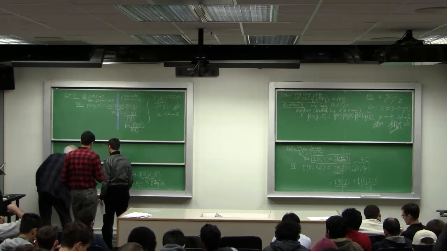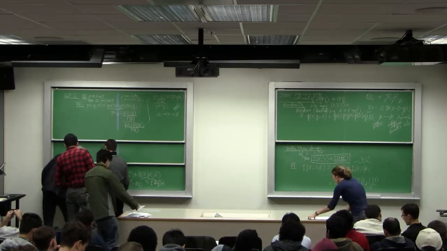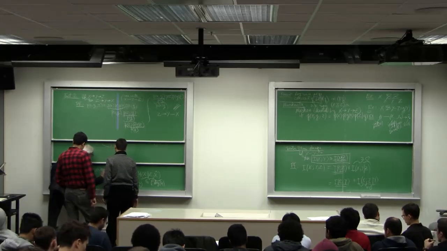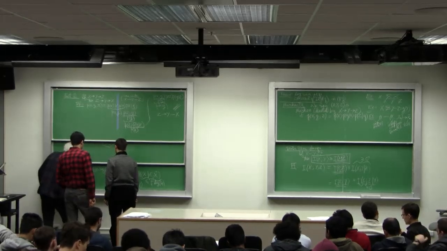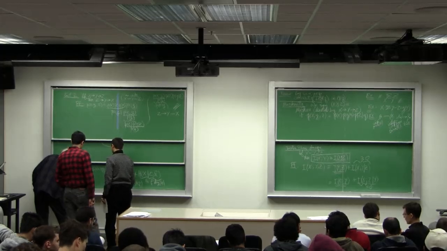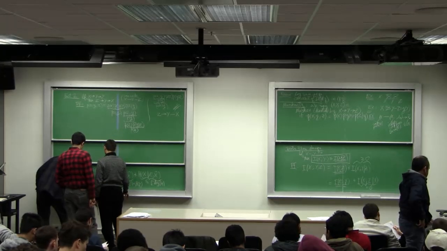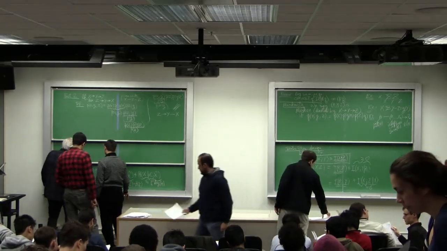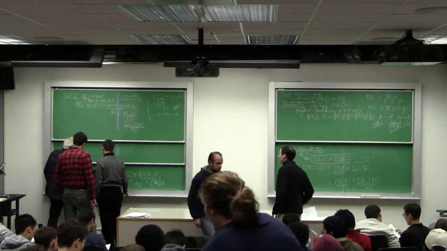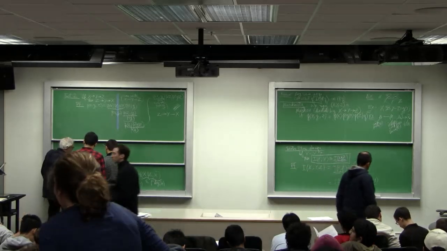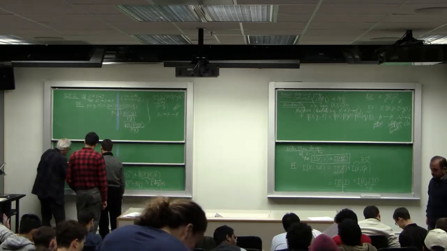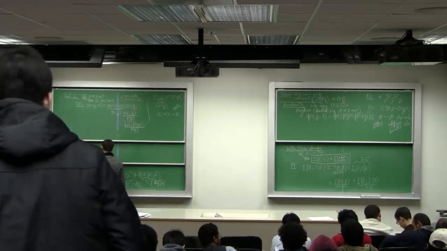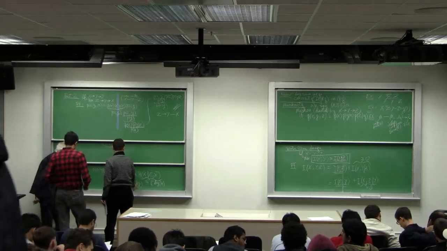H of X is equal to minus the summation of P of x log P of x. Sometimes I write that as H of P. In other words, H of X is really a function of the probability mass function of X, so I can refer to which function it is by writing this probability mass function. It's just a different notation.